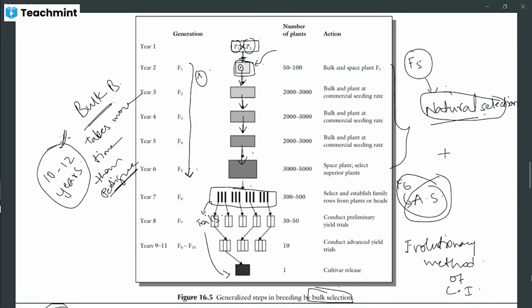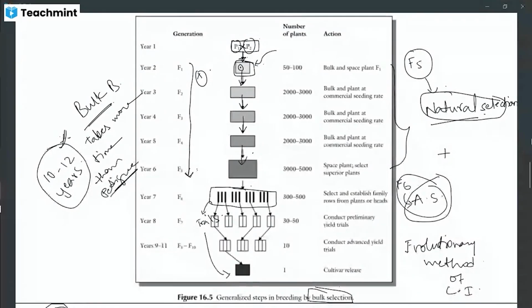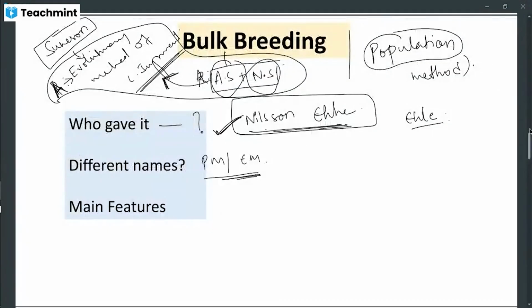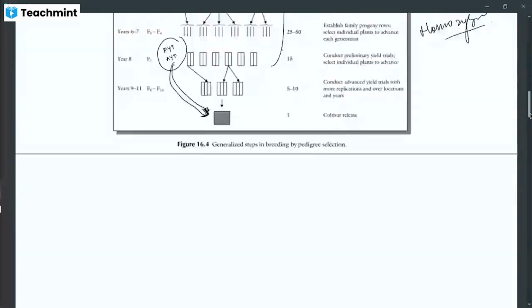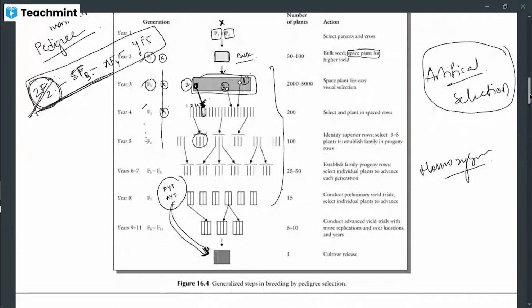Right. So which is the selection that involves both nature and human? Which breeding method involves both? The bulk method. So both nature as well as human. Human is nothing but artificial selection, because you are getting into the field and selecting the plant. Whereas in the pedigree method, it is entirely artificial selection.